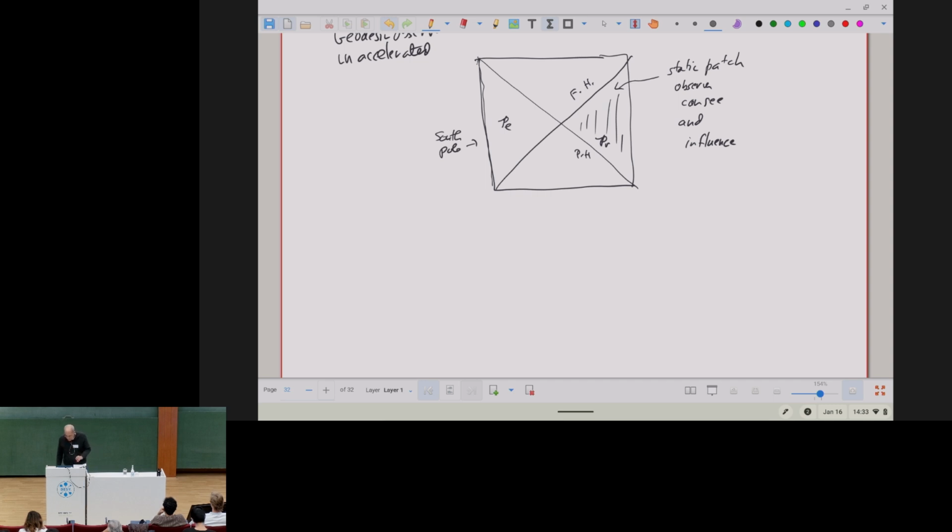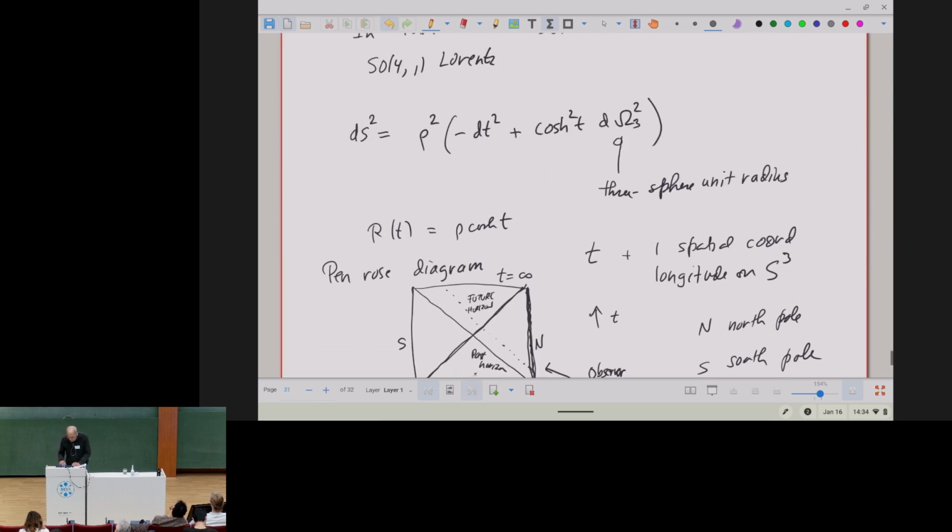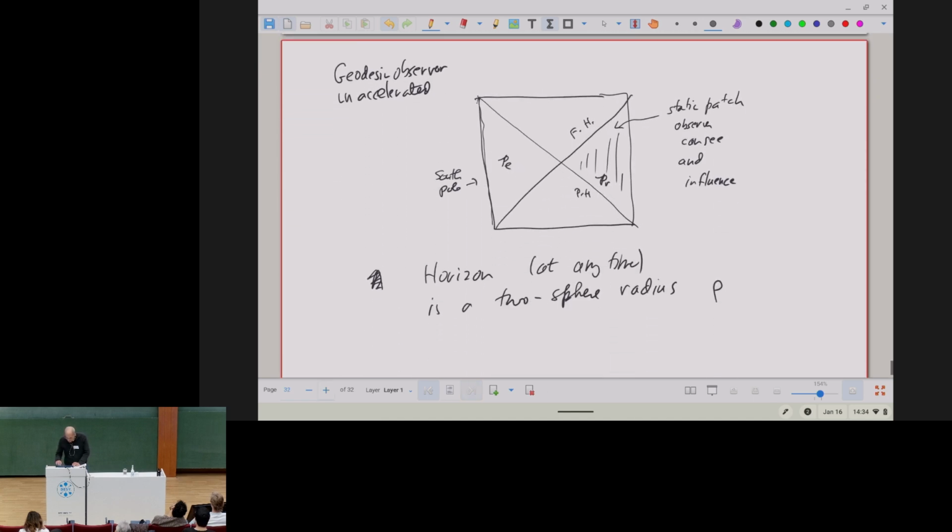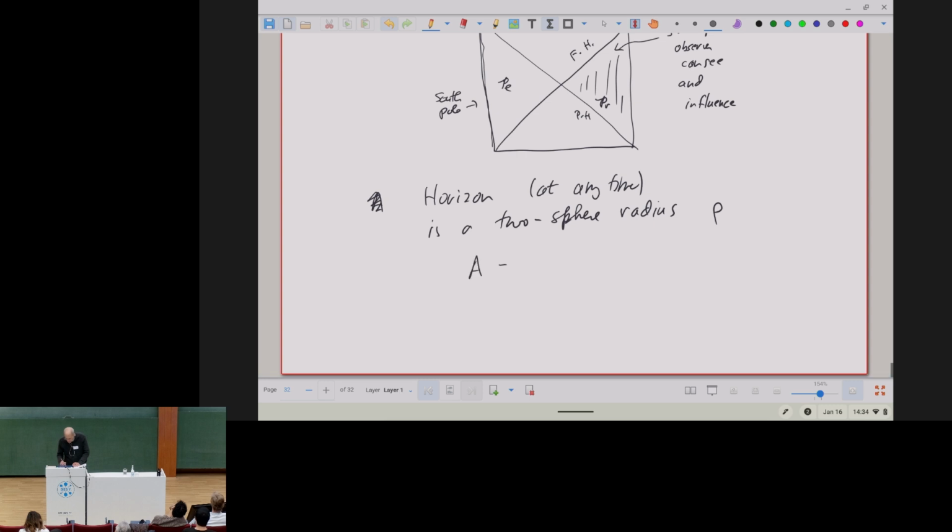So the area of the horizon at any time is a two-sphere, and when I say horizon, it could be either the past or the future horizon. The horizon at any time is a two-sphere of radius rho, where rho is a parameter in the metric, which you hopefully remember here. So its area is 4 pi rho squared.